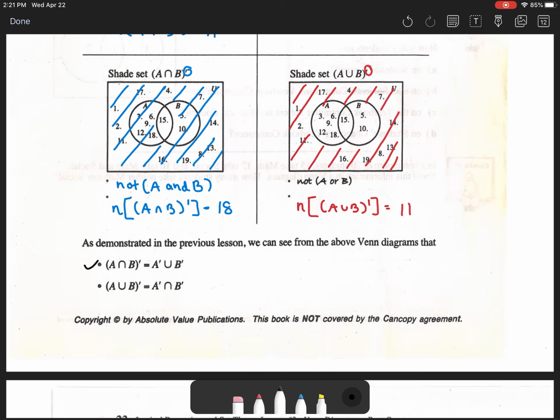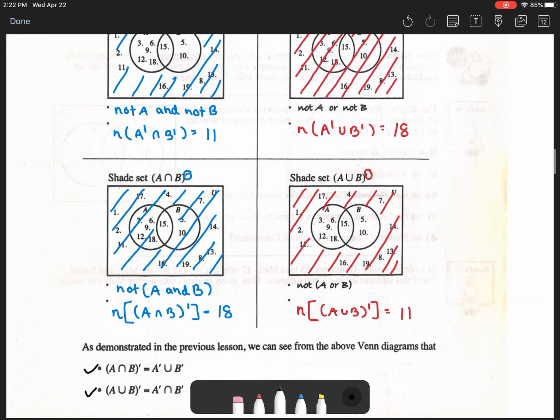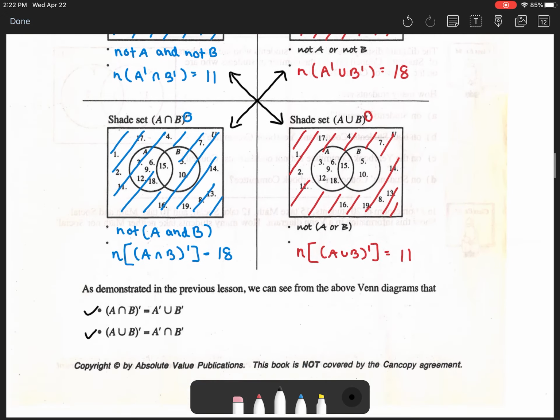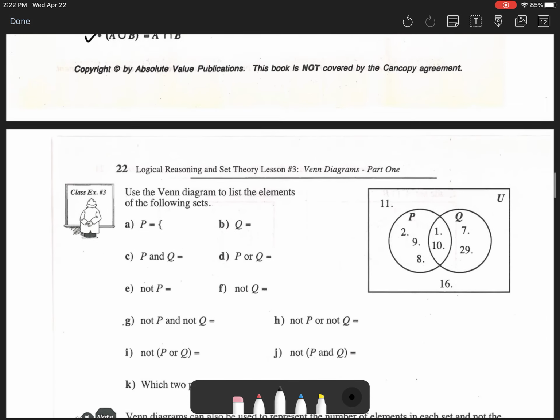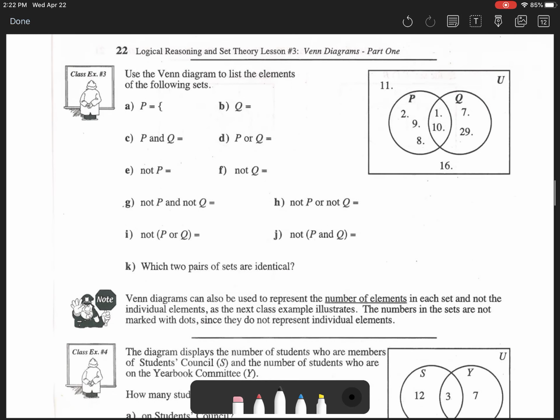Now at the bottom here, they're saying, as demonstrated in the previous lesson, we can see from the above Venn diagrams that not A and B is equal to not A or not B. So that was that one there. And not A or B is equal to not A and not B. So it sounds confusing if you can remember that. But what they're really talking about here is in these two questions, these values and these values, the diagrams end up looking the same, as do these two. So that's what those two starred points at the bottom of the page are representing.